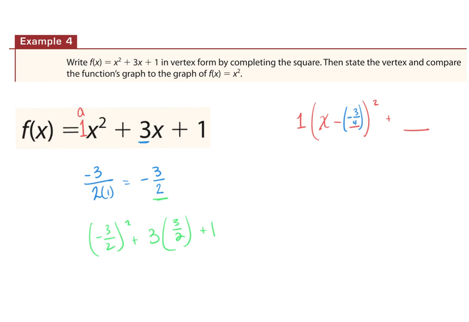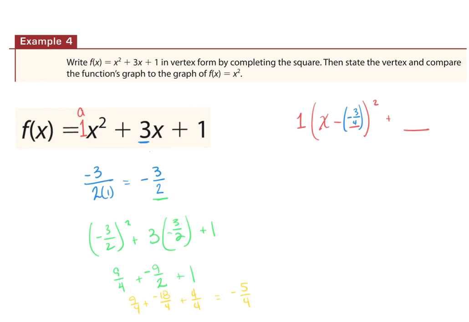All right. And you can do your order of operations here. So that's going to be 9/4 plus 9/2. That's a negative, so minus plus 1. This guy's going to be negative 18/4, so we have to get a common denominator. And I'm going to change that to 4/4, all right? So we have positive 9 minus 18 is negative 9. Plus 4 is negative 5. So this is going to be negative 5/4. So that's my k value.